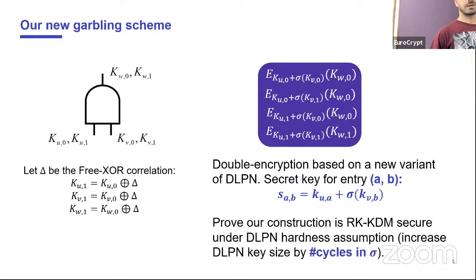And since we are dealing with the free XOR case one more time, this implies that there's some kind of circularity. You're encrypting this correlation delta under keys that have this correlation delta. But we prove that our scheme is secure under the standard DLPN assumption, and we only lose as much security as the number of cycles in this permutation of the bits of the right wire key. So I invite you to check the paper or the recording for that.